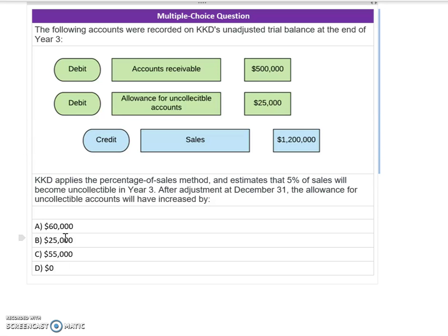So KKD applies the percentage of sales method and estimates that 5% will become uncollectible in year 3. So after the adjustment at December 31st, the allowance for uncollectible accounts will have increased by which of the following?